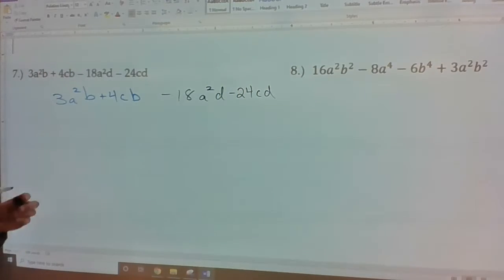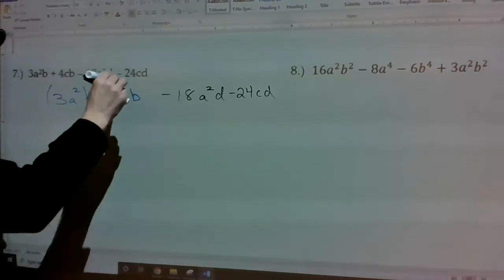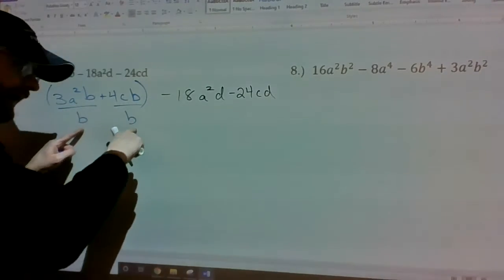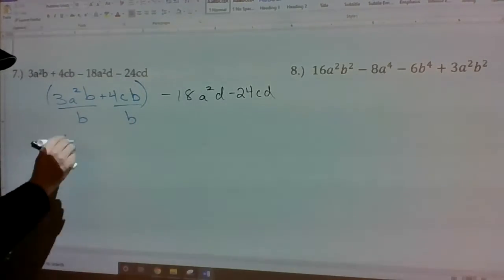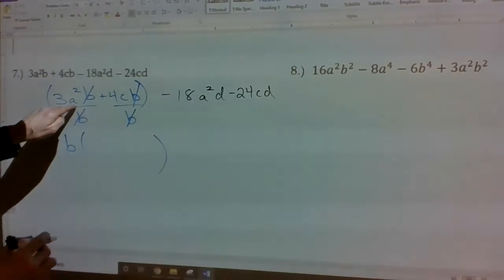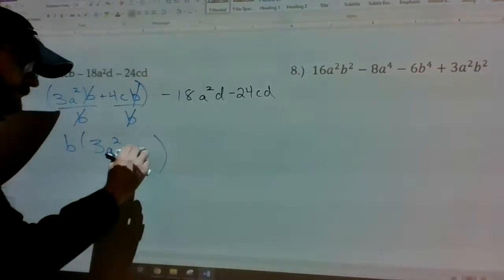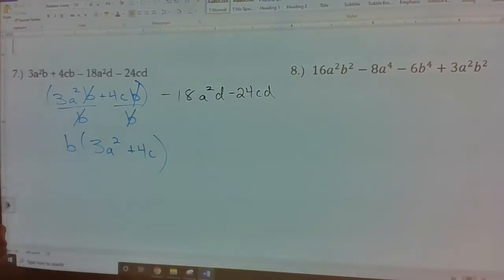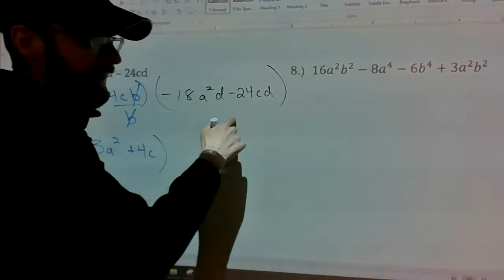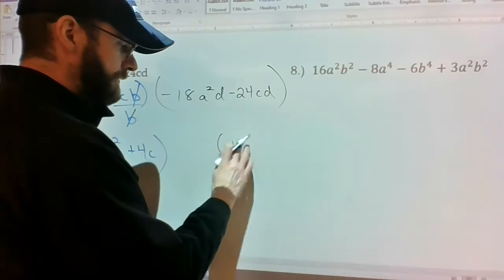All right, so what do the blues share? They only share a B. So you're only dividing out a B term. So I've got a positive B on the outside. On the inside, I've got 3a squared plus 4c. So whatever we divide out of this, I better be getting 3a squared plus 4c on the inside.